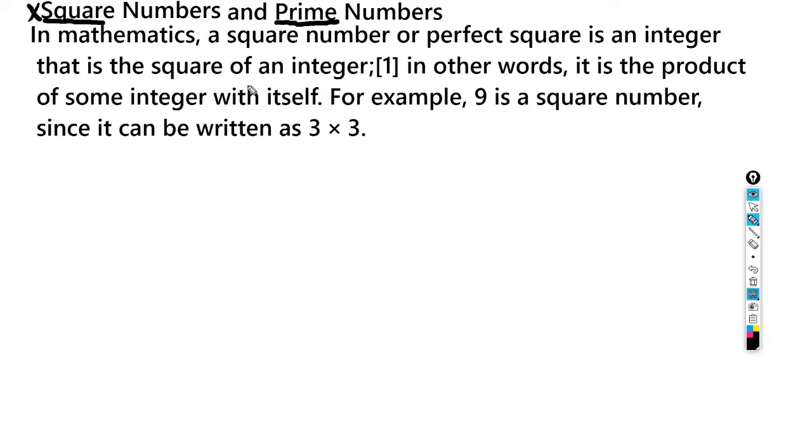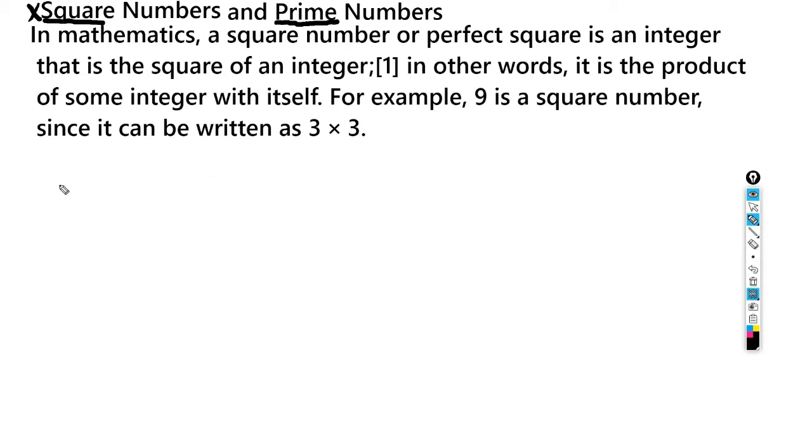In mathematics, a square number or perfect square is an integer that is the square of an integer. In other words, it is the product of some integer with itself. For example, 9 is a square number since it can be written as 3 times 3.